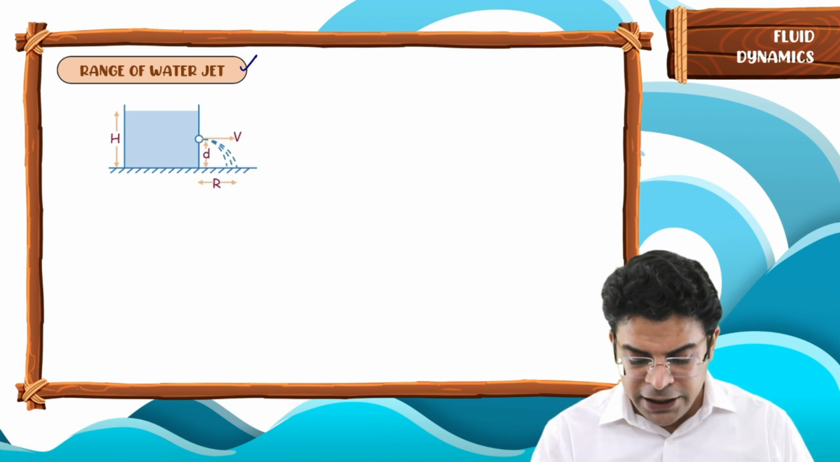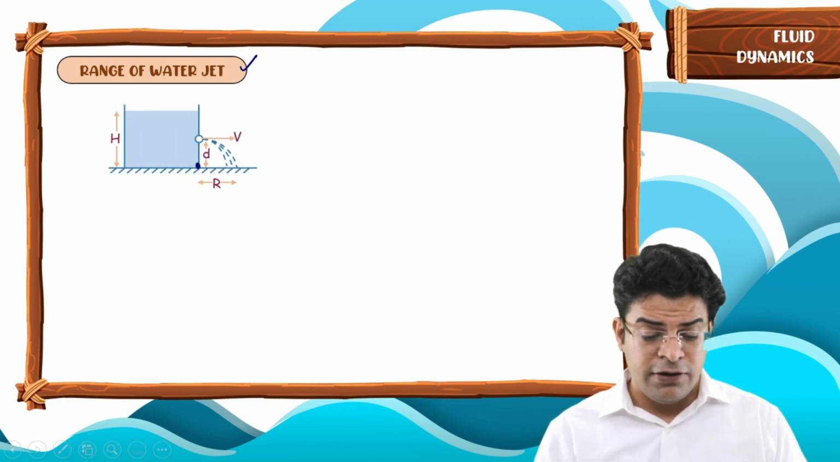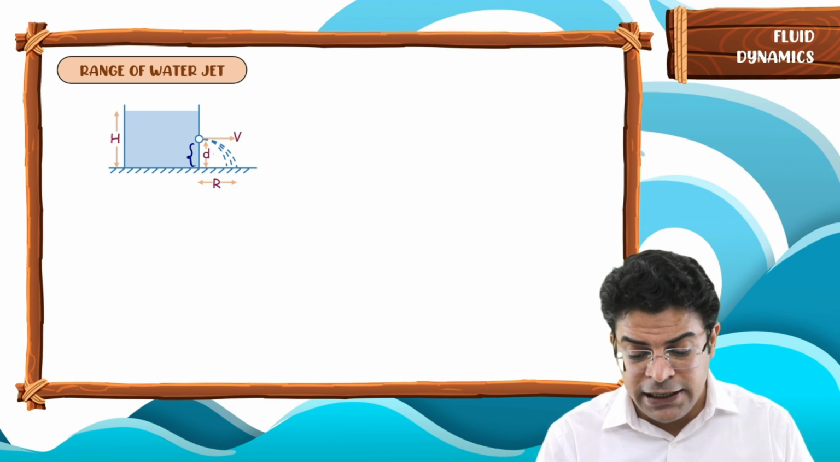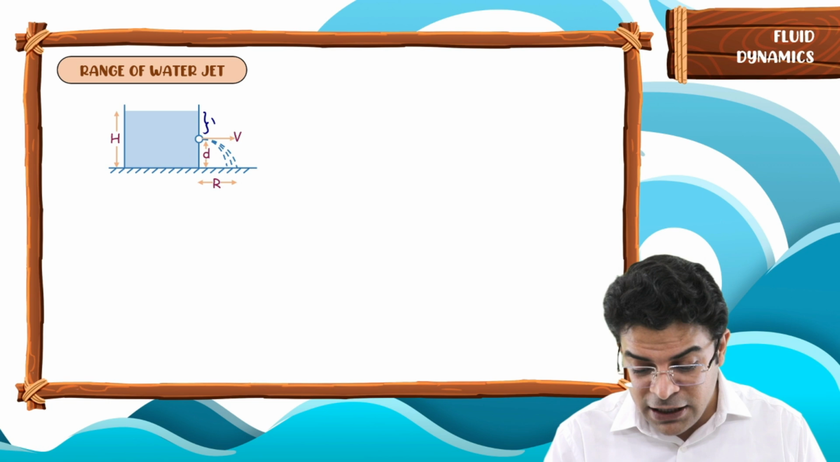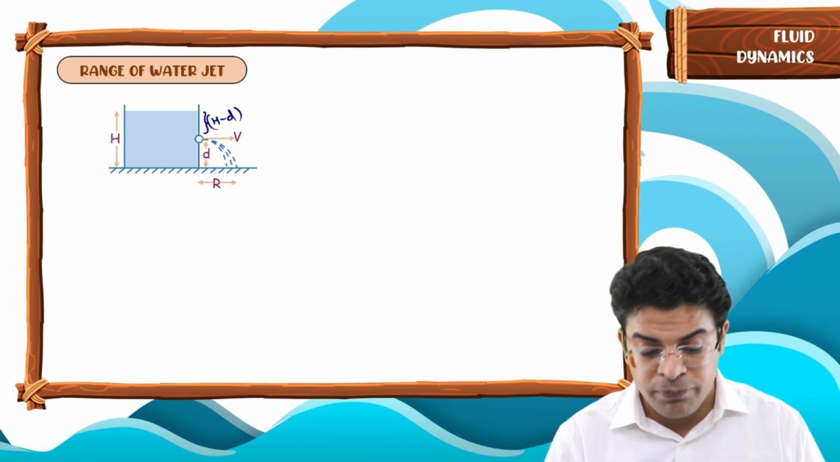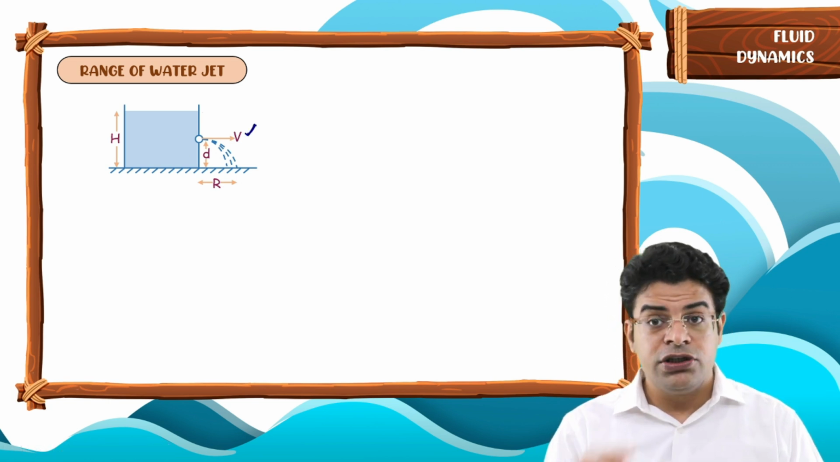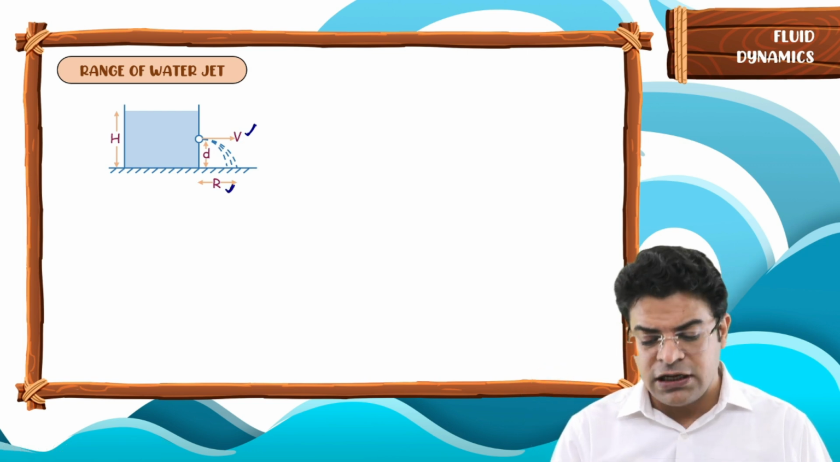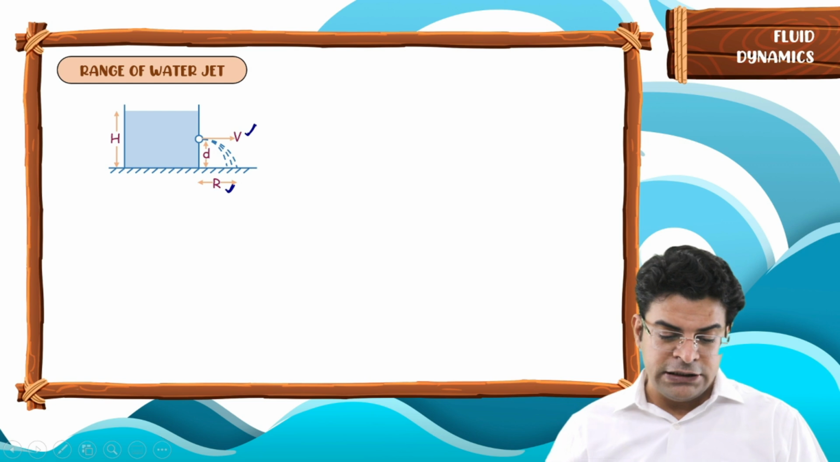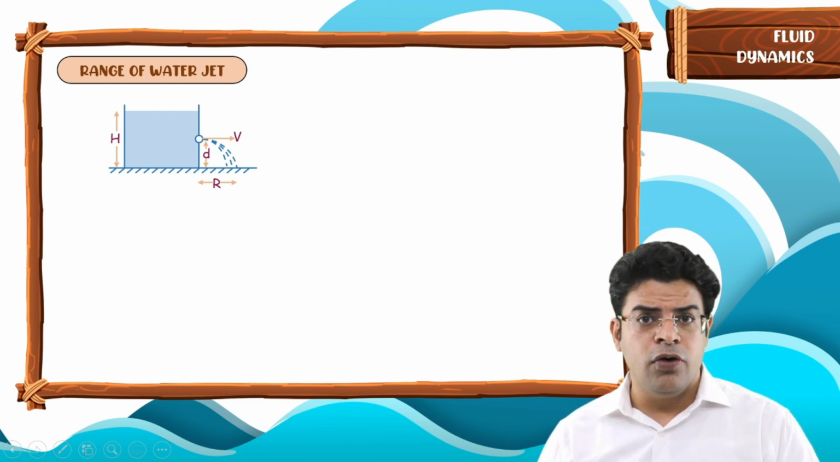If rather than making the orifice at the very base, we have made the orifice at some height d above the base, which means at some depth h minus d below the top, then what will be the range of this water jet coming out? So let's say this water jet after coming out falls at some distance r. How to find this value of r?